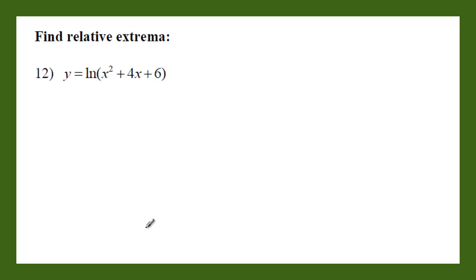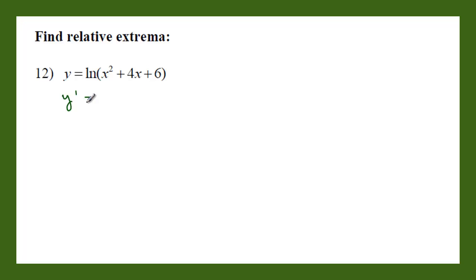Okay, so now for our next application problem, we're going to find relative extrema. So here we have a function of y equals natural log of x squared plus 4x plus 6. And if we want to find relative extrema, remember we want to find out where the first derivative will change signs. So first thing we'll have to do is go ahead and find the first derivative.